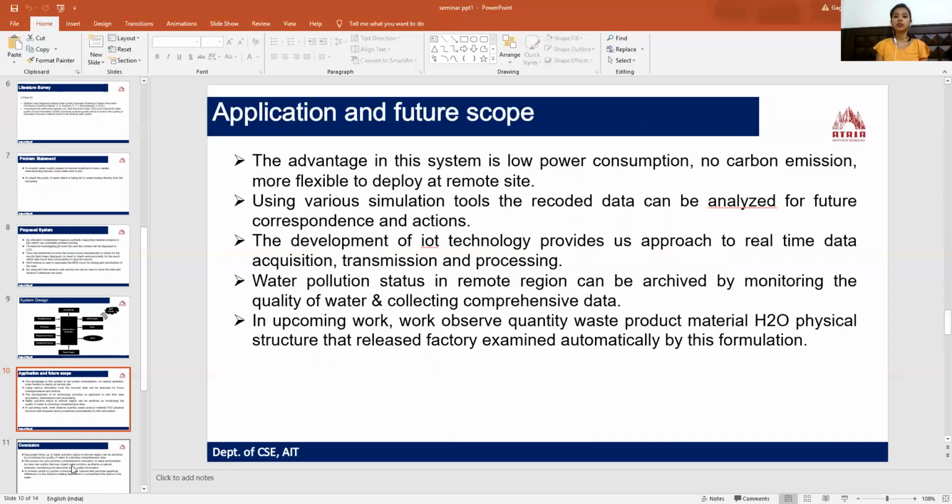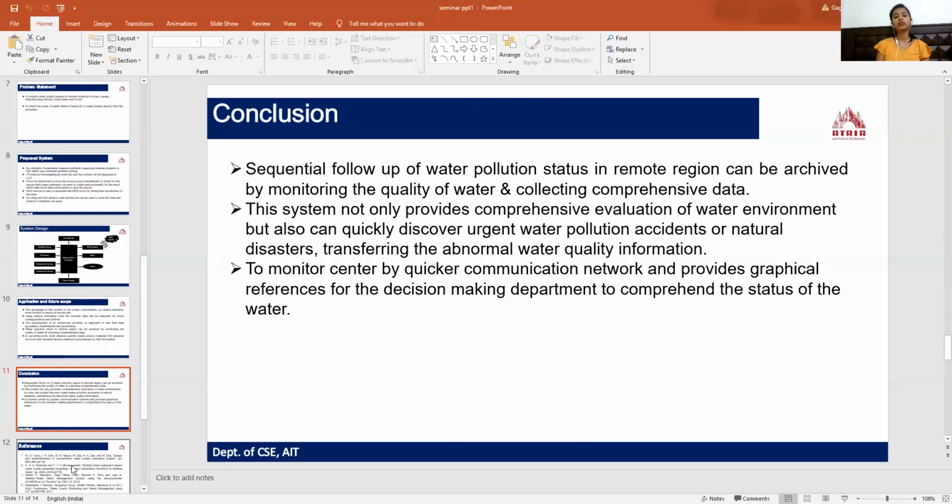In upcoming work, it observes the quality and waste product material in H2O. Physical structure that releases from factories is examined automatically by the formulation. It determines the waste products in H2O. These are the application and future scope of this process. Let's move on to the conclusion.